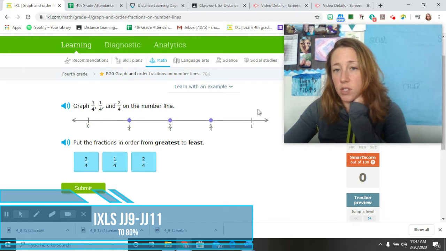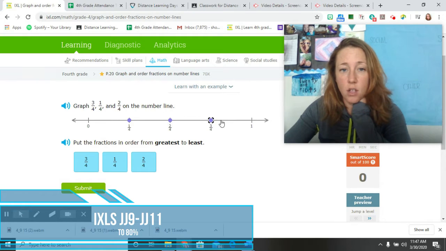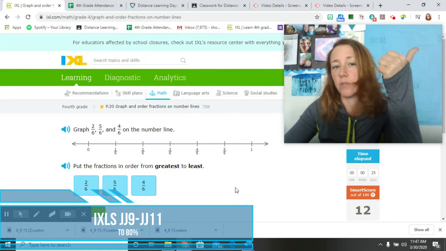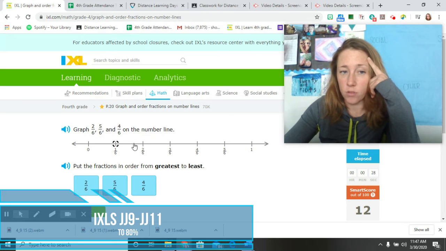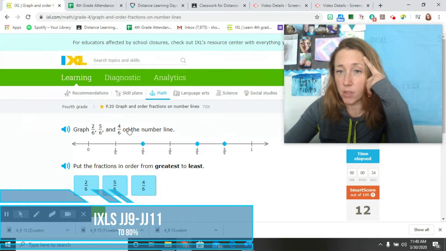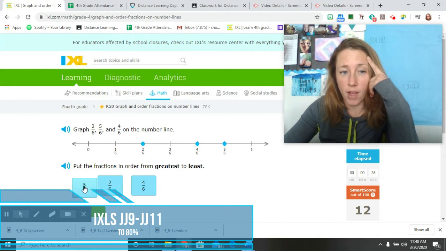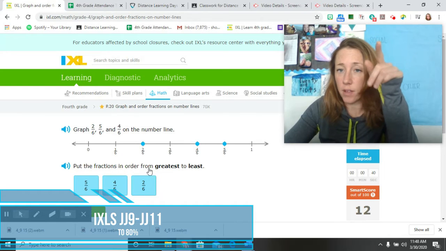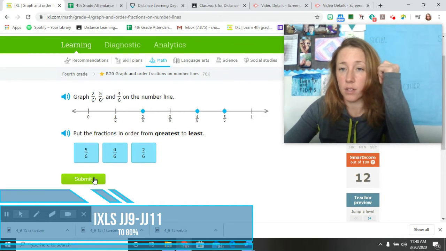Okay, so I'm going to start this way. This is my furthest side, my greatest side. So I have 3/4, then I have 2/4, then I have 1/4. Submit that. Perfect. Now I'm going to graph 2/6, 5/6, and 4/6 on the number line. And I'm going from greatest to least, so I'm going this way again. So my greatest would be 5/6, followed by 4/6, followed by 2/6. I'm going to submit that.